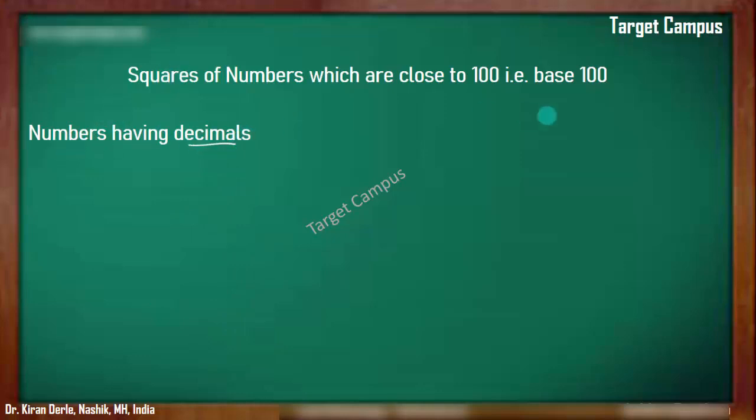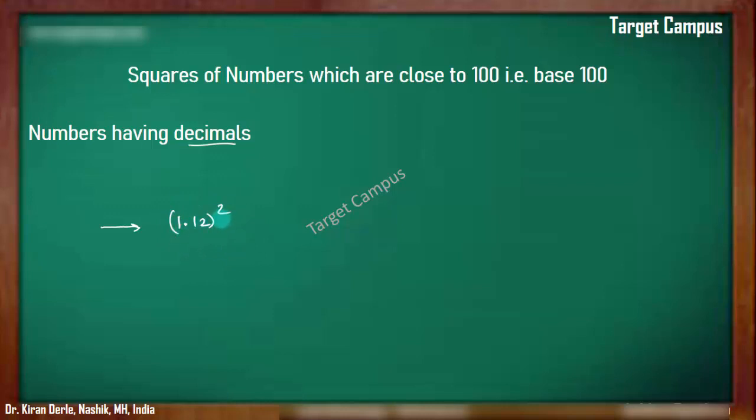Numbers having decimals. Squares of numbers which have decimals, for example 1.12 square. You will not be asked these examples directly in many of the exams, but in topics like compound interest, simple interest, percentages, profit and loss, you will have to do these types of calculations in most of the cases. So in that case, these tricks will be very much helpful.